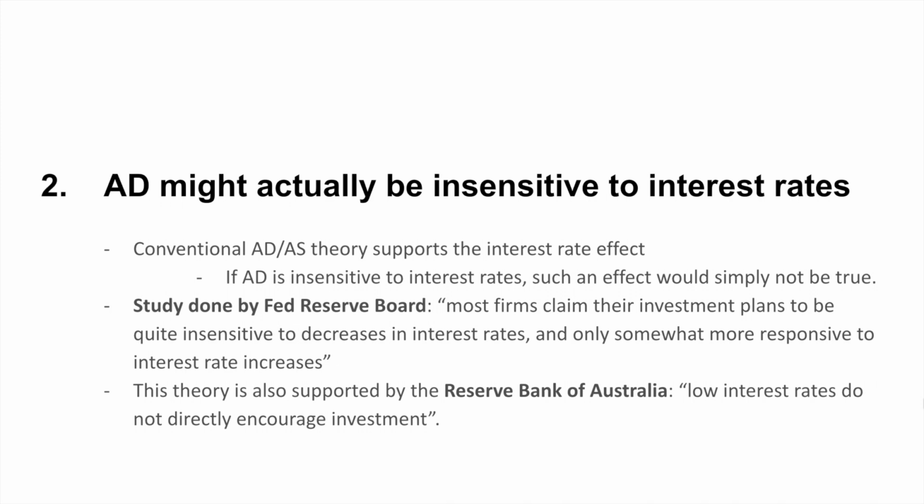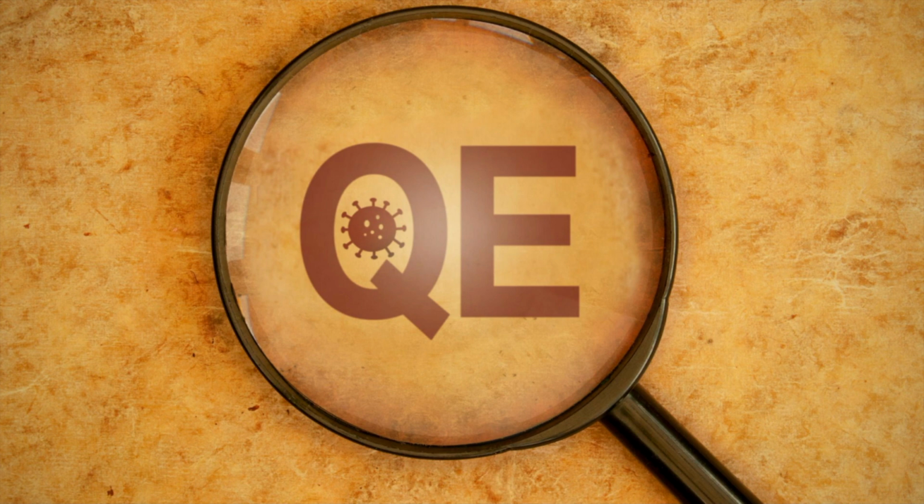A study done by two members of the Federal Reserve Board, Stephen Sharp and Gustavo Suarez, in 2015, found that most firms claim their investment plans to be quite insensitive to decreases in interest rates and only somewhat more responsive to interest rate increases. While much of the study was based on data collected through qualitative surveys, this does bring up an interesting point that may explain why quantitative easing has yielded rather inconsistent results in the past. This finding is further supported by a Reserve Bank of Australia study, which concluded that low interest rates do not directly encourage investment. All in all, I hope this video has sparked your interest in the ongoing quantitative easing debate.